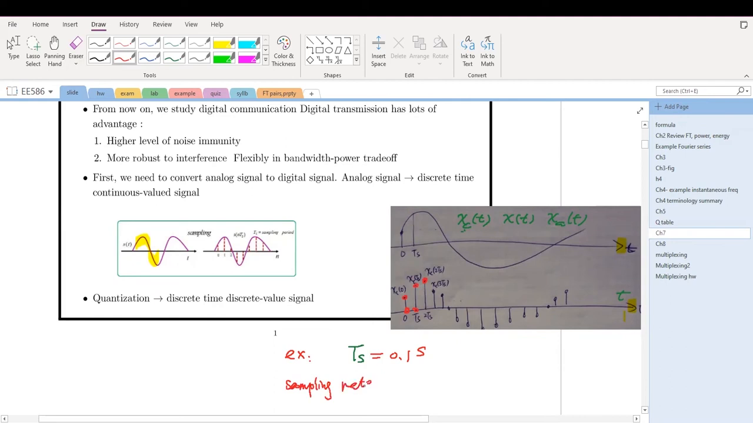The concept of sampling rate: Fs equals 1 over Ts. In this case, it equals 1 over 0.1, which is 10 samples per second. So in this case, I will obtain 10 samples in 1 second. This is the concept of sampling period and sampling rate. Some people also call it sampling frequency. It's the same thing: sampling rate and sampling frequency.